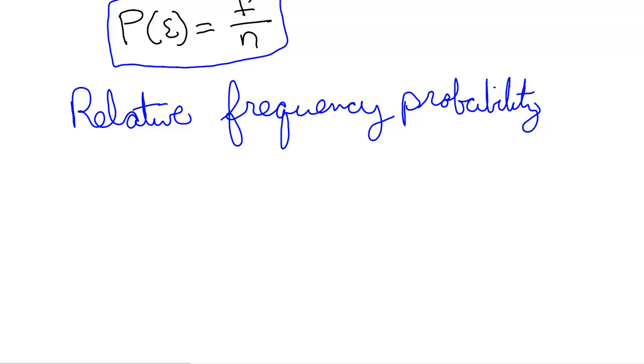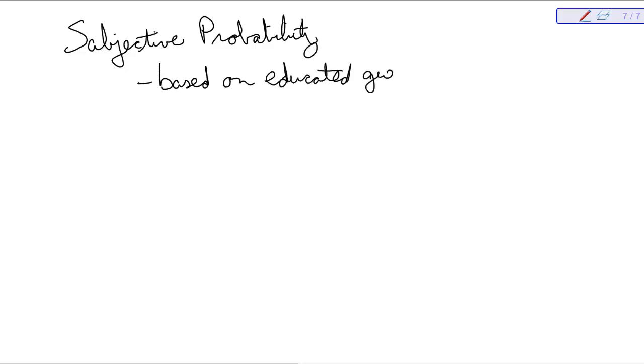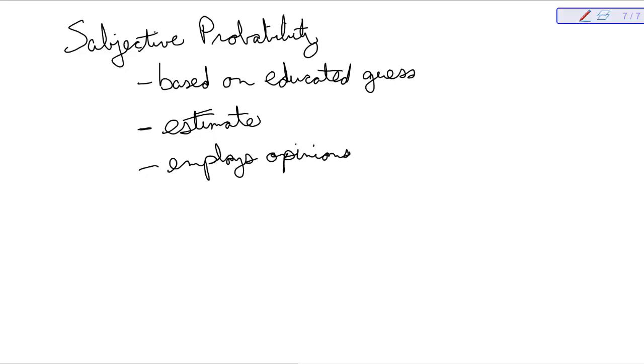The third type of probability that we discuss is going to be subjective probability. Subjective probability is based on an educated guess. This is how we can estimate things, and it also employs opinions. Empirical probability, we use it for a lot of polls, things of that nature. Subjective probability is used a lot with forecasting.